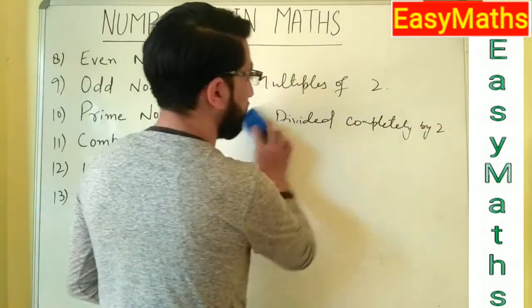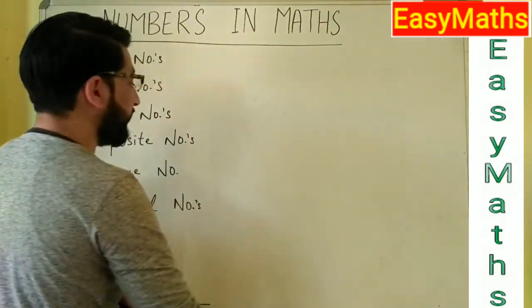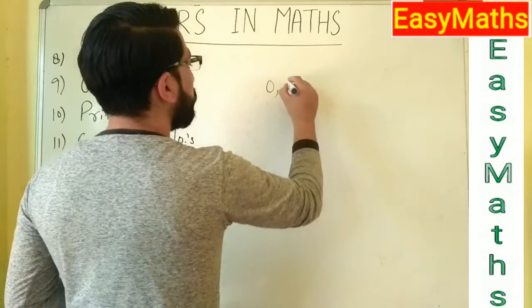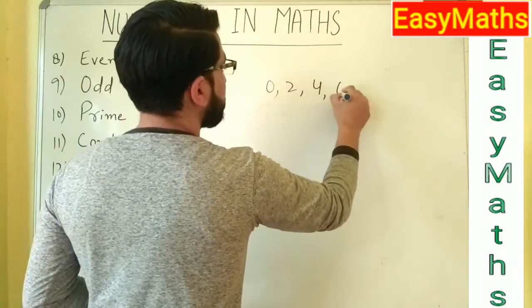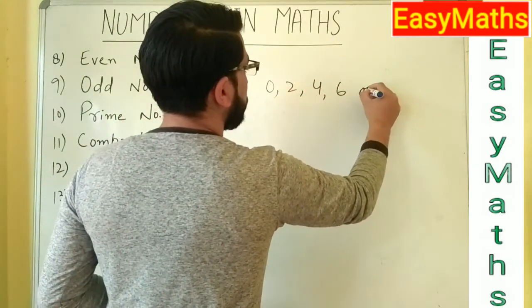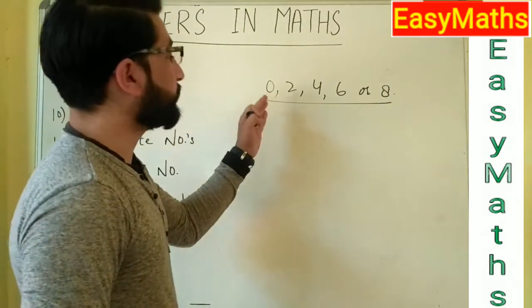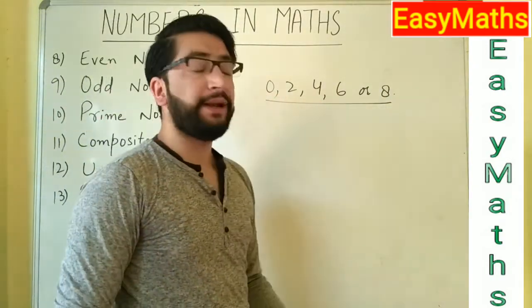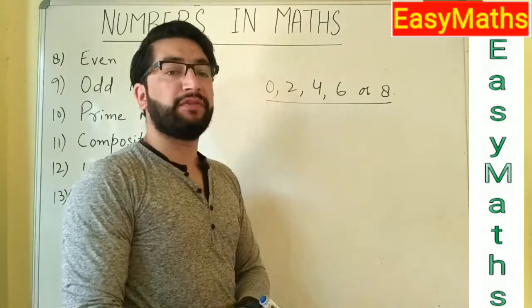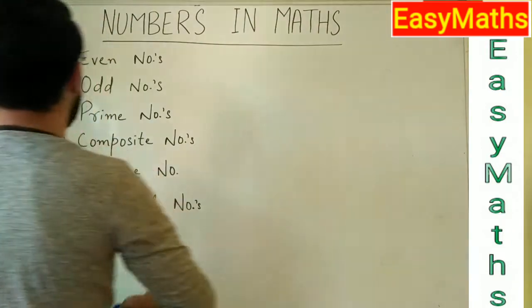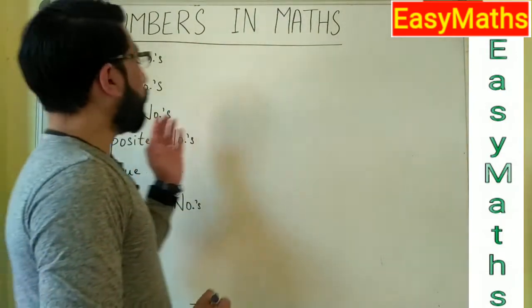Or multiples of 2 are said to be even numbers, or we can say that the numbers that end with digits 0, 2, 4, 6 or 8 are said to be even numbers. Now students, moving forward to the next numbers, that is odd numbers.